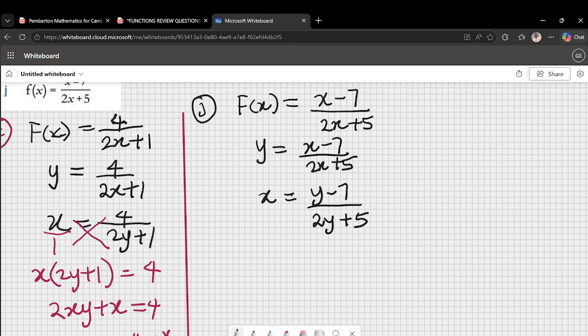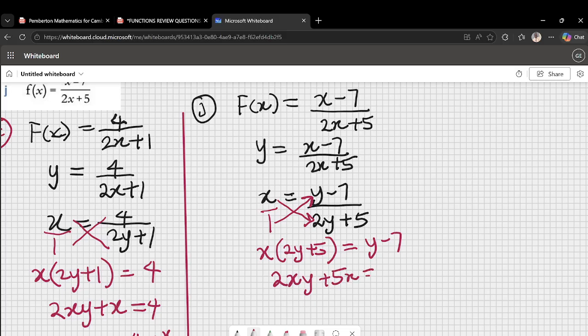Always remember, make y equal to the function. The next thing is to swap the variables. So I have done that now. Then you cross multiply this over 1, this multiply this, and this multiply this. So we have x into 2y plus 5, that's cross multiplication, is equal to y minus 7. So you open the bracket, you have 2xy plus 5x. This should be equal to y minus 7.